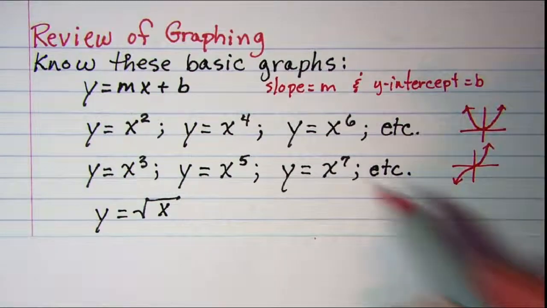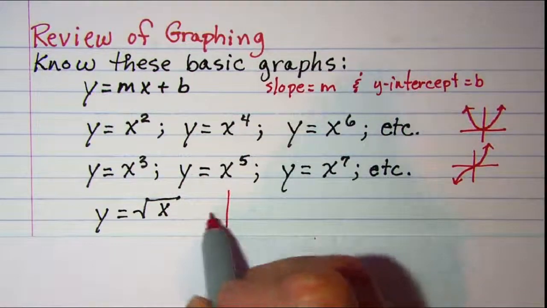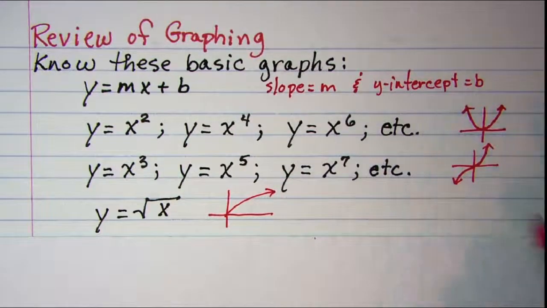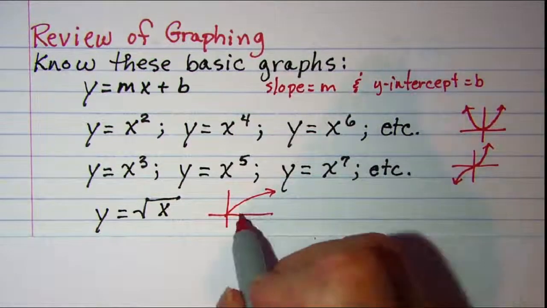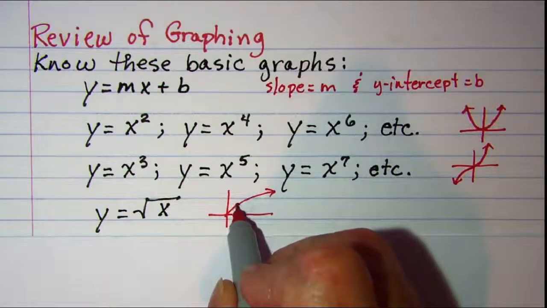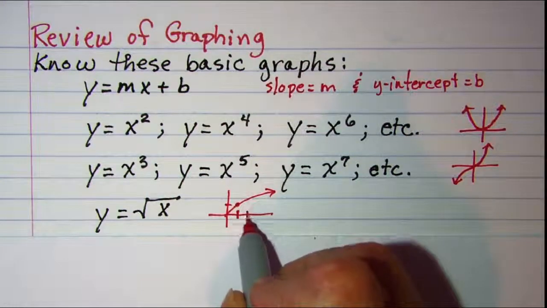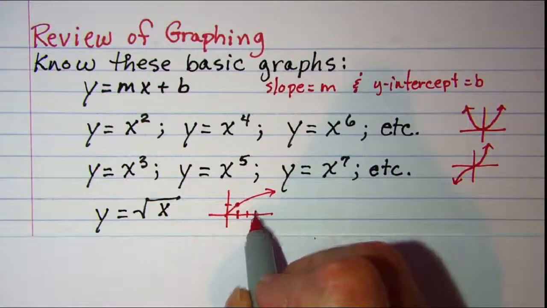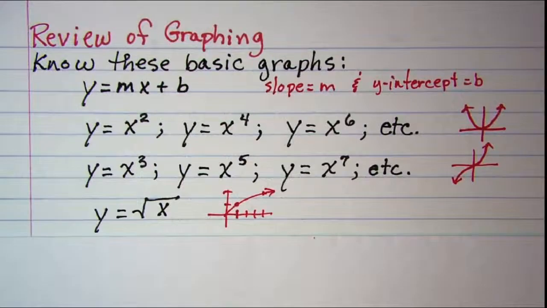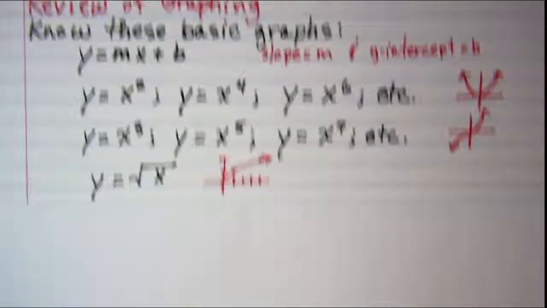Y equals square root of x will look like this. If you need to get specific as far as points go, you can try 1, the square root of 1 is 1, and then the square root of 4 is 2. That'll help you get more accuracy with your graph.